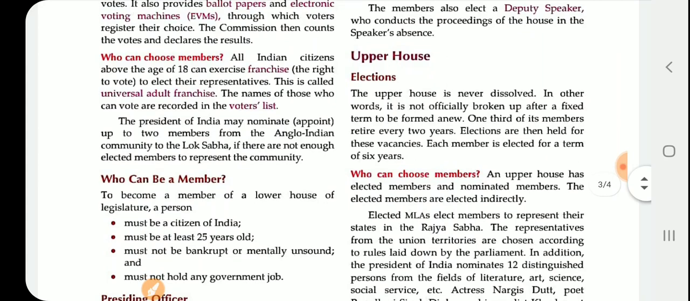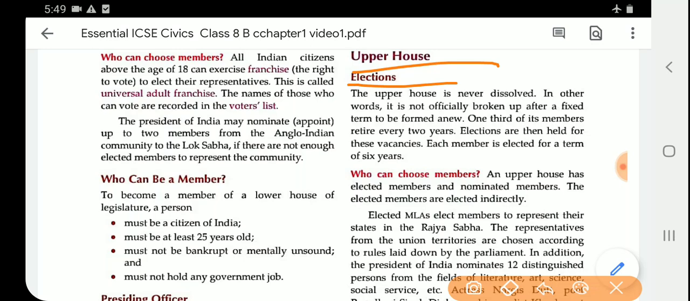Now the upper house. Now we studied about the lower house. Now we shall study about the upper house, and now their election. The upper house is never dissolved. In other words, it is not officially broken up after a fixed term to be formed anew. One third of its members retire every 2 years. So once one third of its members retire, there will surely be vacancies. Each member is elected for a term, and once a member is elected, they will remain for 6 years.